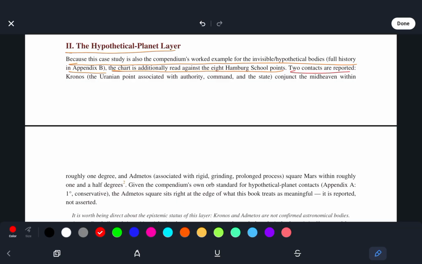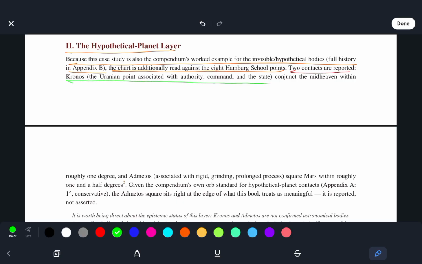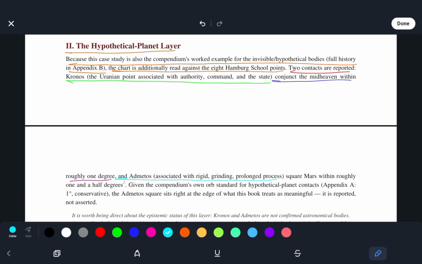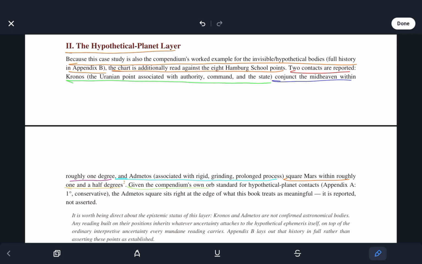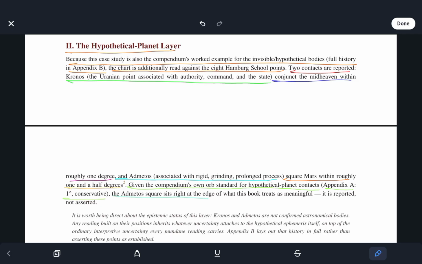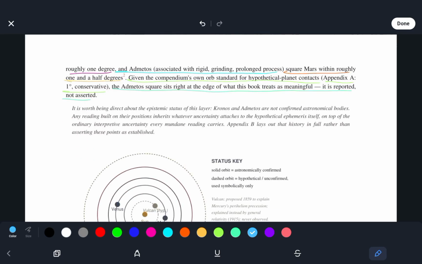2 contacts are reported. Kronos, the Uranian point associated with authority, command, and the state, conjunct the midheaven within roughly 1 degree. And Admetos, associated with rigid, grinding, prolonged process, square Mars within roughly 1.5 degrees. Given the compendium's own orb standard for the hypothetical planet contacts, Appendix A, 1 degree is conservative. The Admetos square sits right at the edge of what this book treats as meaningful. It is reported, not asserted.